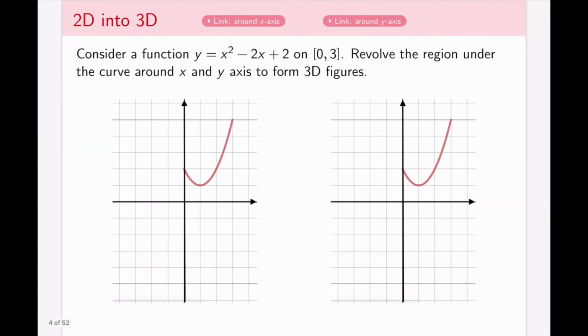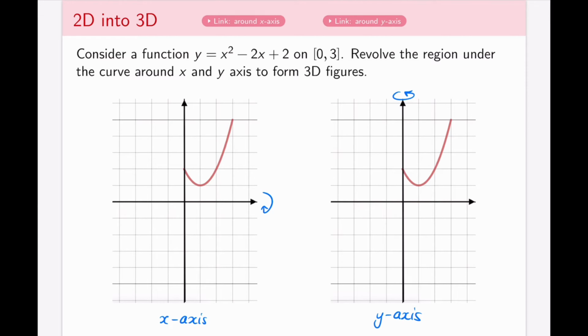But now with this function, I would like to draw what that would look like for rotation around the x-axis and around the y-axis. Okay, so let's say this will be the rotation around the x-axis and this will be around the y-axis. So here we will move this around this way, and here we will move this around this way.